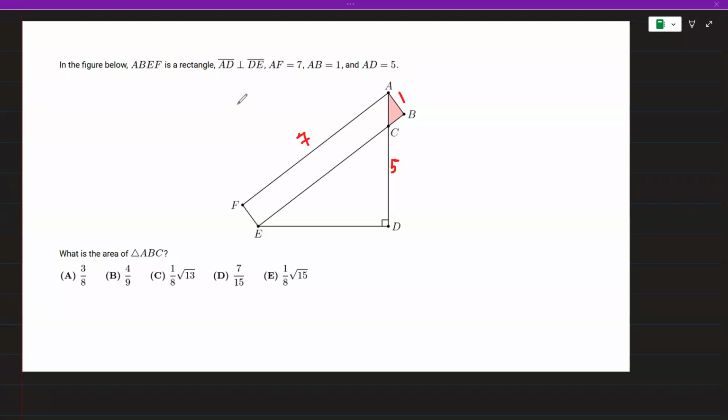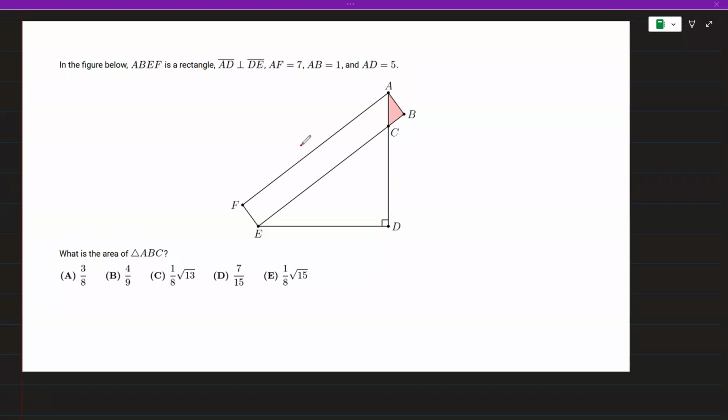In the figure below, ABEF is a rectangle. AD is perpendicular to CE at D. That means this angle is 90 degrees. AF equals 7, that means this length will be 7. AB equals 1, and AD will be 5. We need to find the area of triangle ABC. That means this smaller triangle area, we need to find that.